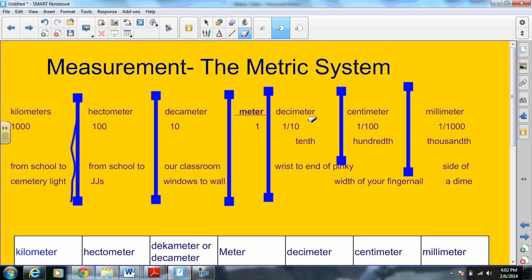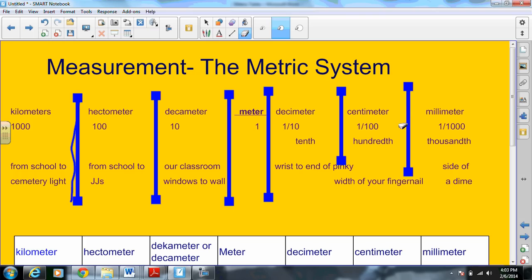A decimeter is 1/10 of a meter. That means 10 equal parts, and it goes from the knot or the bump on your wrist to the end of your pinky. If you have a smaller hand, then it probably goes to the end of your ring finger from the bump. A centimeter is 1/100th. That means 100 equal parts of a meter, and it's about the width of your fingernail.